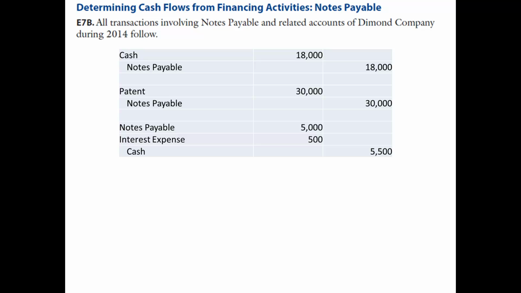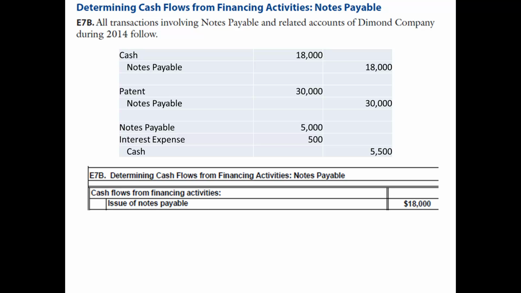Then in the third journal entry, we're debiting our notes payable, so we're decreasing it. That means we're paying $5,000 to the notes payable, but we're crediting cash for $5,500. The $5,500 in cash is the important piece, but we also have to keep in mind that we're splitting up that $5,500 because interest expense belongs in the operating section, whereas notes payable belongs in the financing section. So let's take a look at how we would construct the cash flows from financing activities.